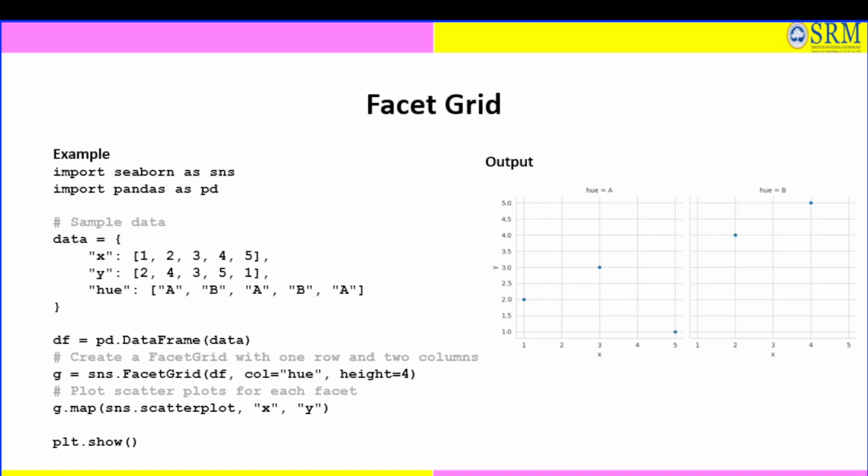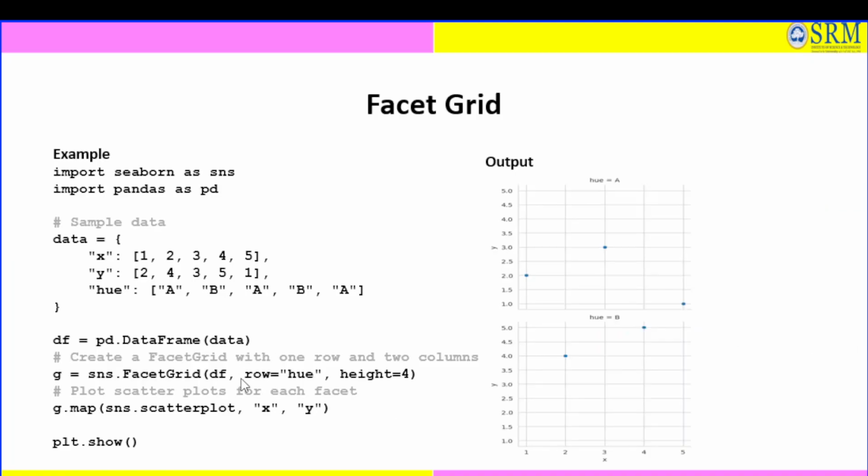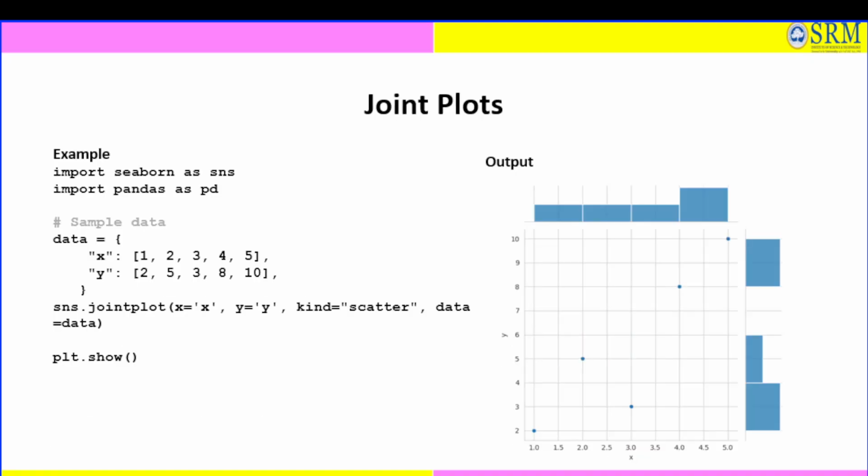Now what is the thing we have to change? As you could see, here we use col equal to hue. Now the third parameter will be used in terms of column, whereas here we are going to use it as rows. That means based upon the hue values, we are going to get the output. Whatever you have done, the same thing will be done, but row wise.